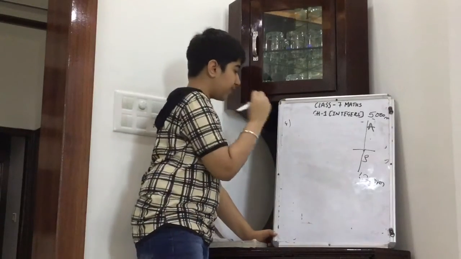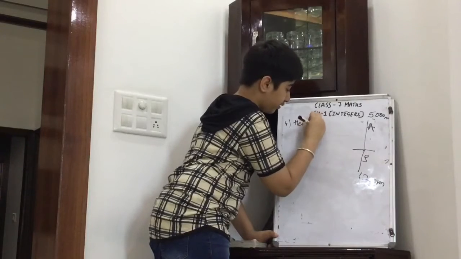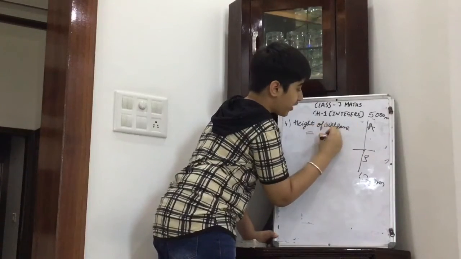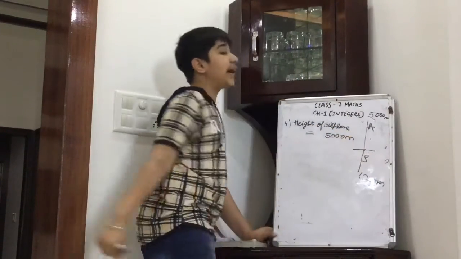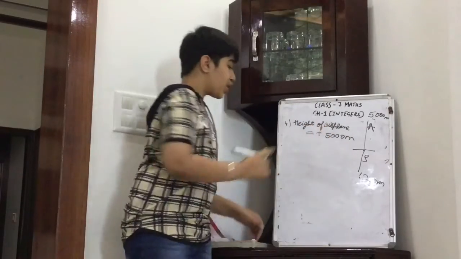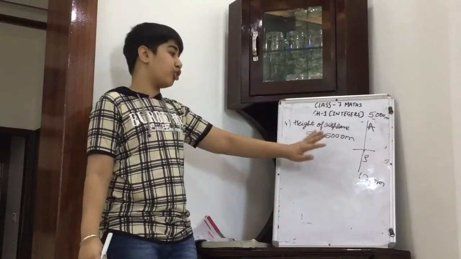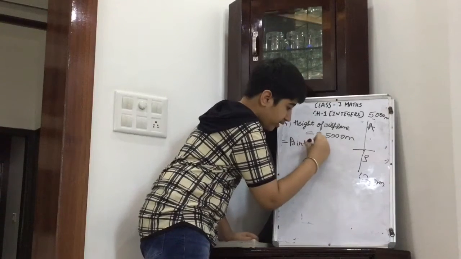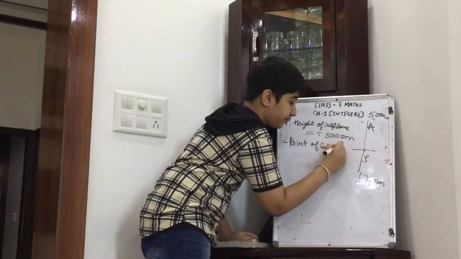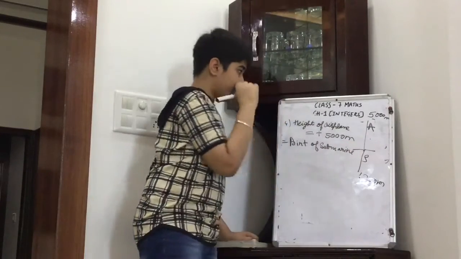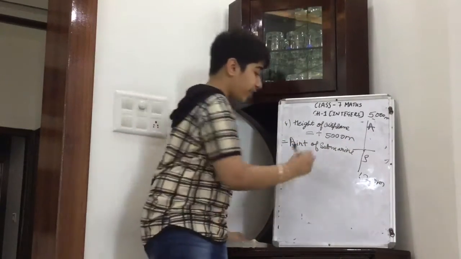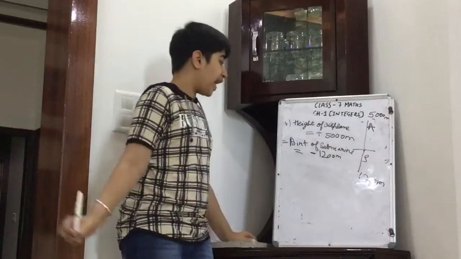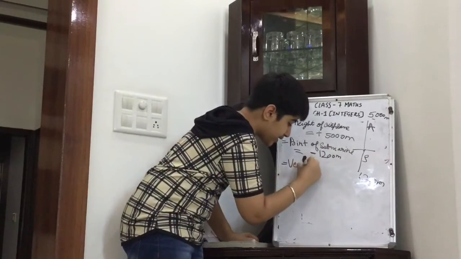They say height of airplane is equal to 5000 meter. And actually this 5000 meter is above the ground, so we can put plus here. If you do not put plus here, it's also fine, because whether you put it or not, the number is positive. Now the point of submarine is 1200 meter. It is below the sea level, so it will be minus. They have told, find the vertical distance.